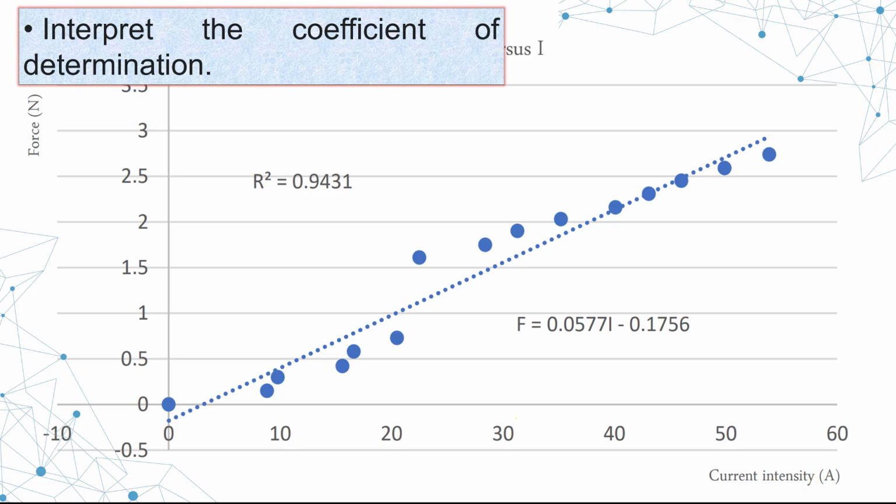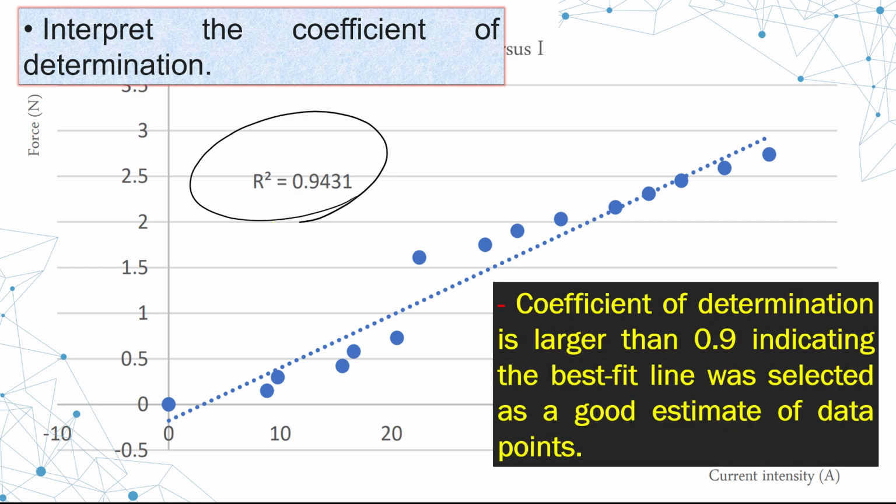The first is this: interpret the coefficient of determination. Actually, the coefficient of determination is a number between 0 and 1. You can do some research. There are a lot of resources explaining what we mean in science by R square, but it's always a number between 0 and 1. In scientific language, the larger the R square, the closer it is to 1, which means that the better you have selected your best fit line according to the data points.